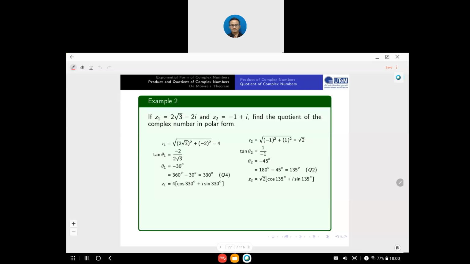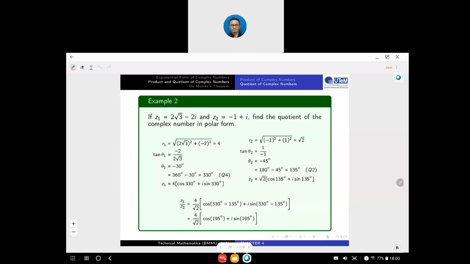Again, you want to find the quotient, which is Z1 divided by Z2. So you can get this value by R1 divided by R2, 4 divided by square root of 2. And then the angle must be minus: 330 degrees minus 135. Also the same thing for sine, 330 minus 135. Okay, that is the difference between quotient and product. That's all. And then you can get this value, and you can give the answer until this point.